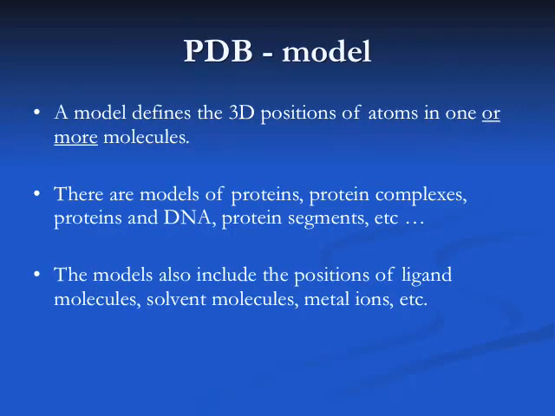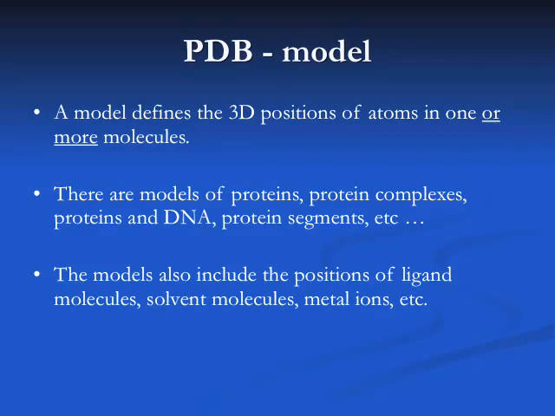Okay, a little bit about a PDB model. It holds the 3D positions of atoms in one or more molecules. And these can be proteins, protein complexes, proteins in DNA, protein segments. Sometimes they'll also include the position of ligand molecules, solvent molecules like water, metal ions, like hemoglobin has an iron in there. Okay, all kinds of things can be in there.